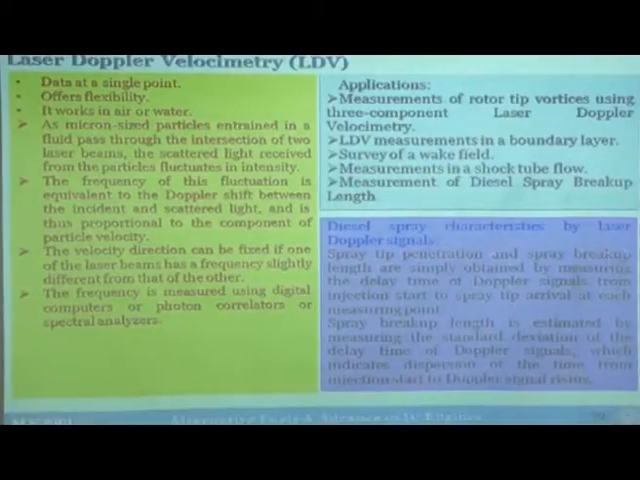So, spray tip penetration and spray breakup lengths are simply obtained by measuring the delay time of the Doppler signal from the injection start to spray tip arrival at each measuring point. Spray breakup length is estimated by measuring the standard deviation of the time delay of the Doppler signal, which indicates dispersion of the time from the injection start to Doppler signal rising.